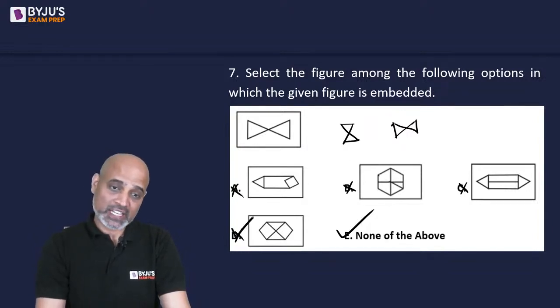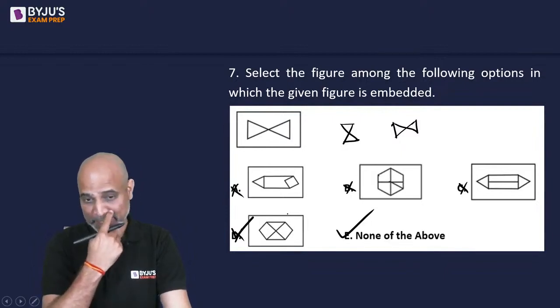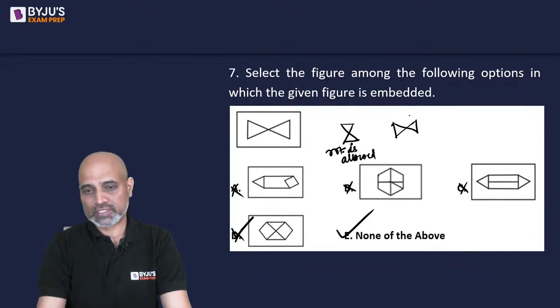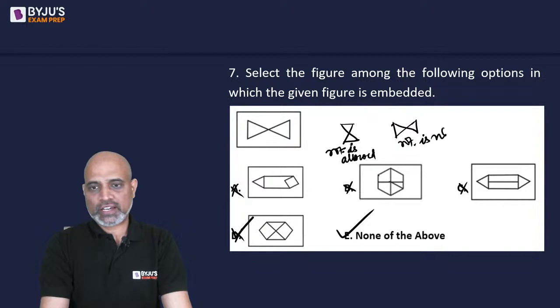So actually D can also be the answer. Okay, D is going to be your answer if rotation is allowed. It's very difficult. The answer is clear only if none of the above wasn't there, if you had some other fifth figure. And if rotation is not allowed, then you are going to have E.